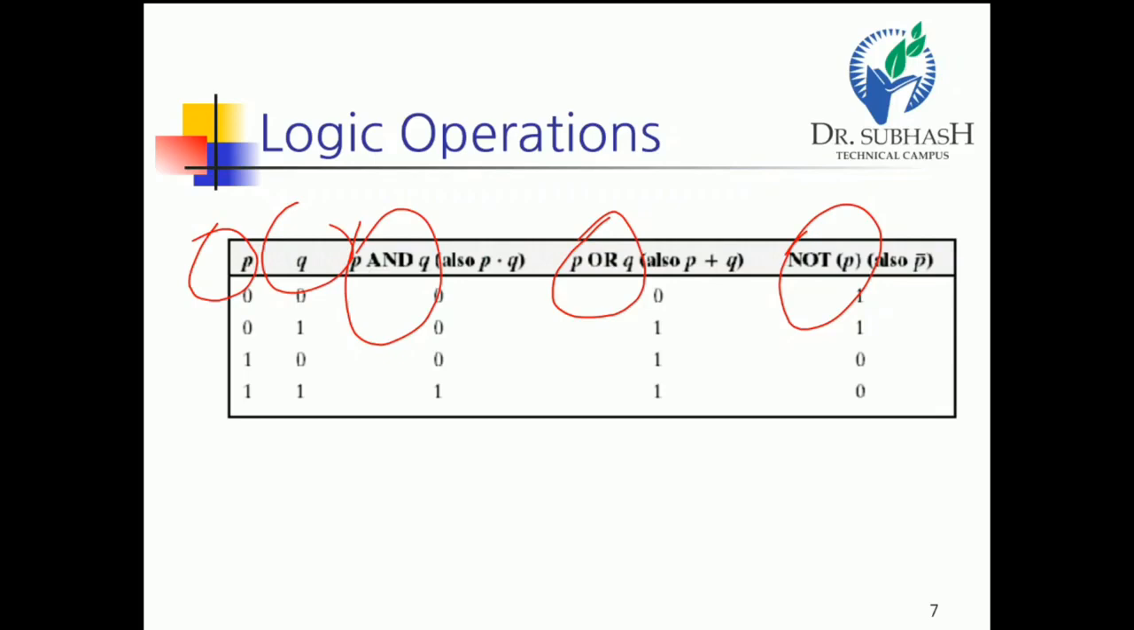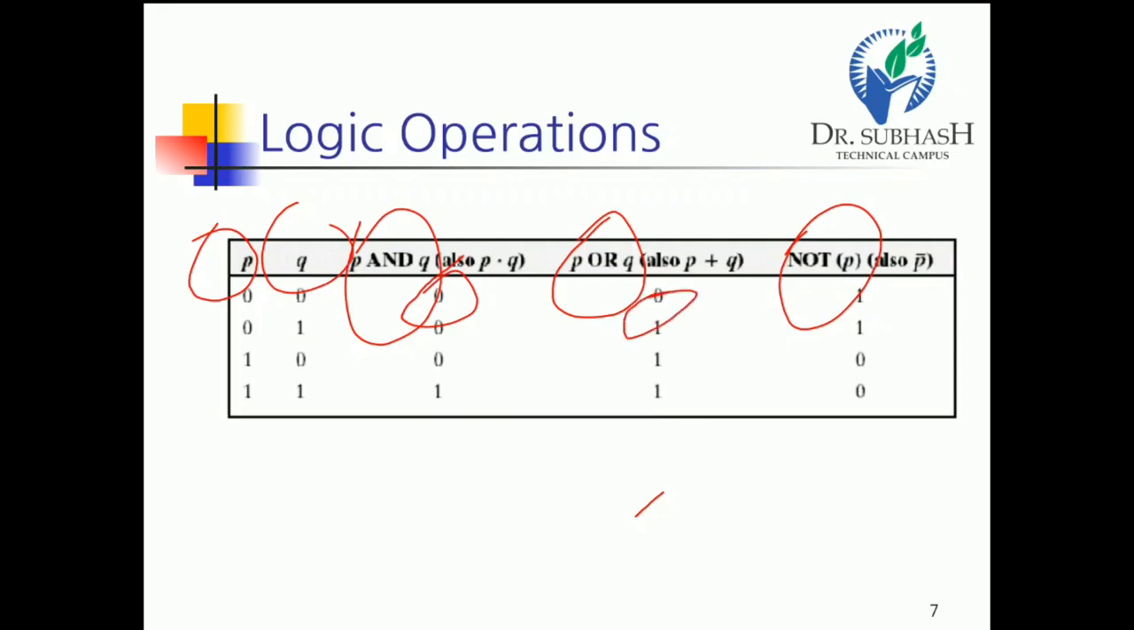Now we can discuss the first case. If p is 0 and q is 0, that means p and q. The AND operation can be performed with the multiplication operation. So 0 multiplied with 0, we get the result 0. Now for the same inputs we can perform the OR operation. OR operation means p plus q. So we get the result 0 as well.